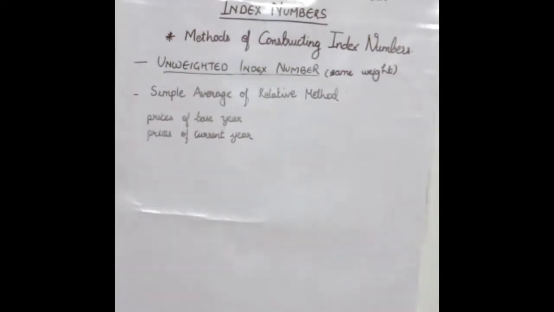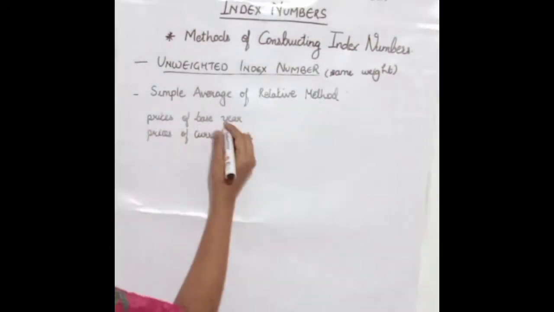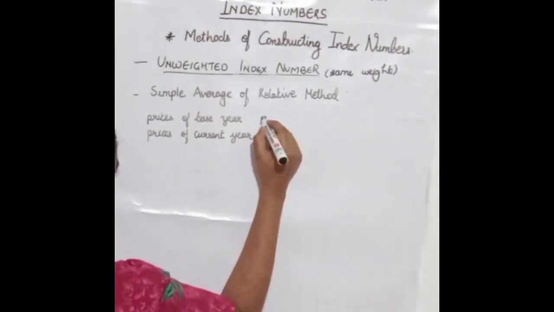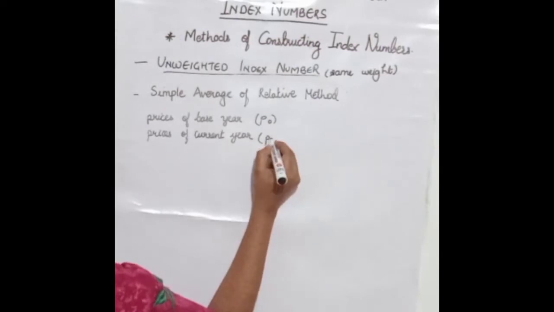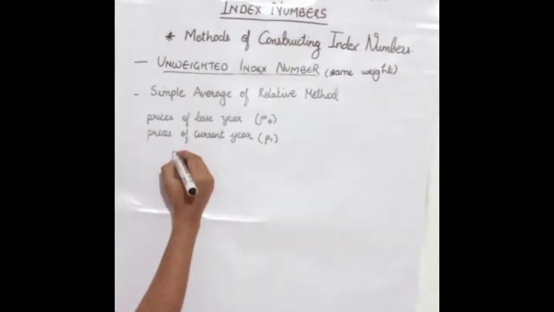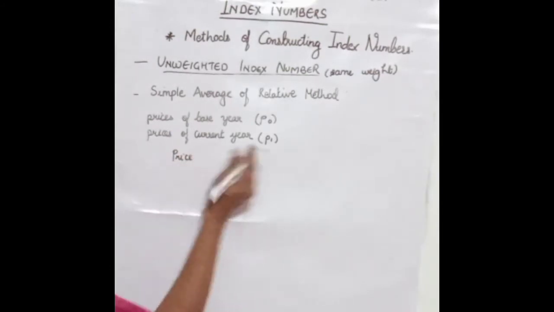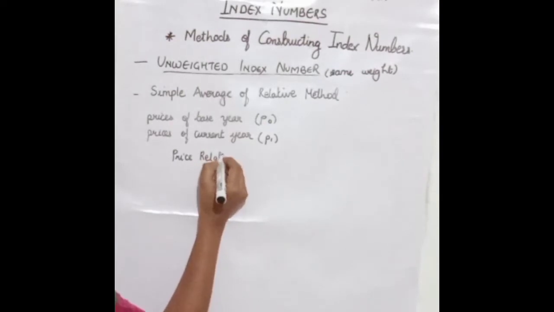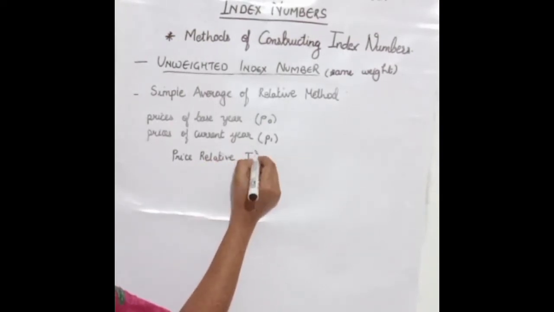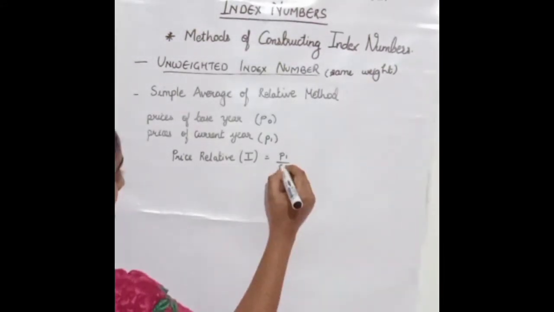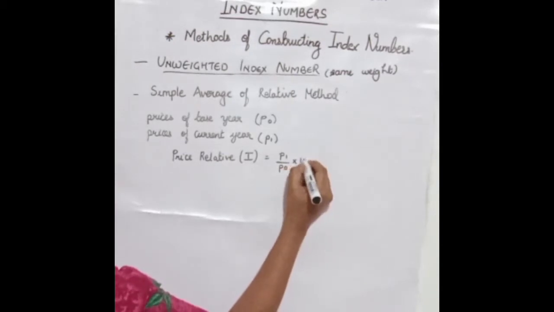So for that, the basic data we need to know is the prices of base year. Always, the price of base year is P0 and of current year is P1. And for finding the price relative, this is denoted by I is equal to the price of current year divided by the price of base year, into 100.